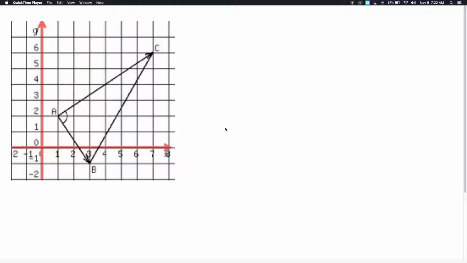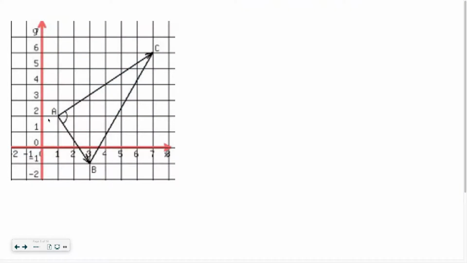So in this case, we have triangle ABC. And I want to find the distance of AB, AC, and BC. How do I do that? Well, in the coordinate plane, I know that I can only move left, right, up, or down.